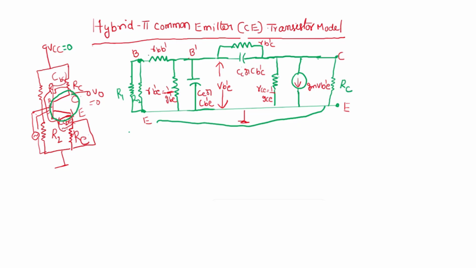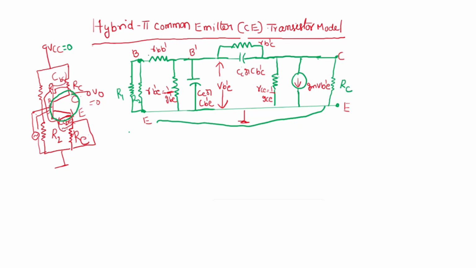Okay, so now I'll explain all these components. Even the H parameter model is the equivalent circuit of the transistor only. The external resistors you have to connect external to the equivalent circuit, that is the H parameter equivalent circuit. Okay, I think you understand. Now I'll explain each component.